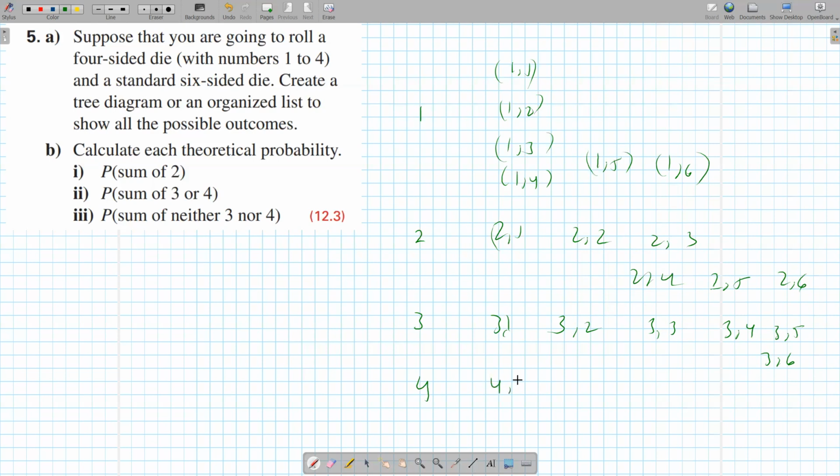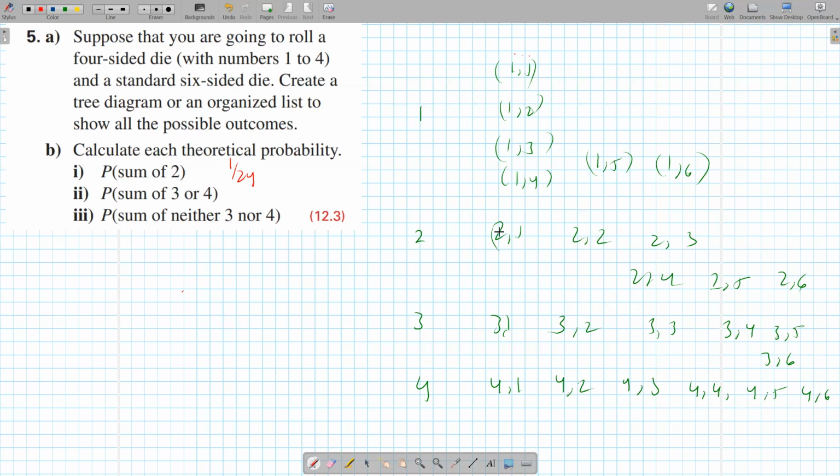24. Yeah, there's 24 possibilities. Look at the question. Calculate the theoretical probability of a sum of 2. How many of these would we get a sum of 2? So we know the total possibilities are 24. The sum of this is 2. There's only one, right? Everything else would be greater than 2. So the sum of 2 is only 1 out of 24, okay?